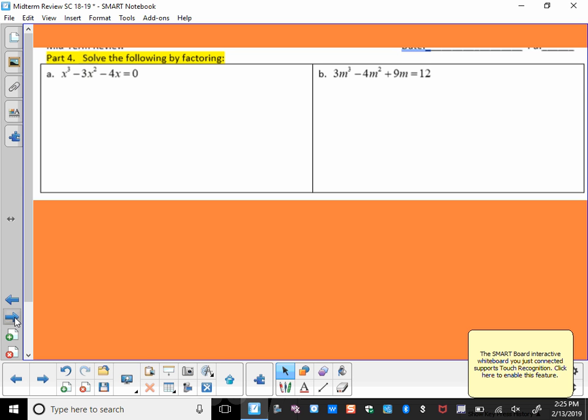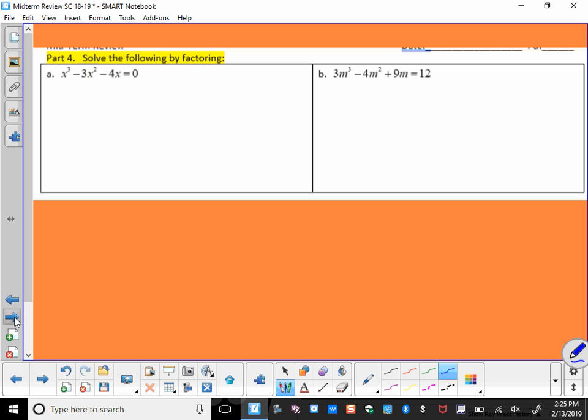Alright, so we're going to do one of these, because it's once again factoring. Alright, look at number 4A. How do I solve this? This is my AM method, right? So I need two numbers that multiply to give me -4 and add to give me -3. So my factors are going to be 4 and 1, but what gets the negative?